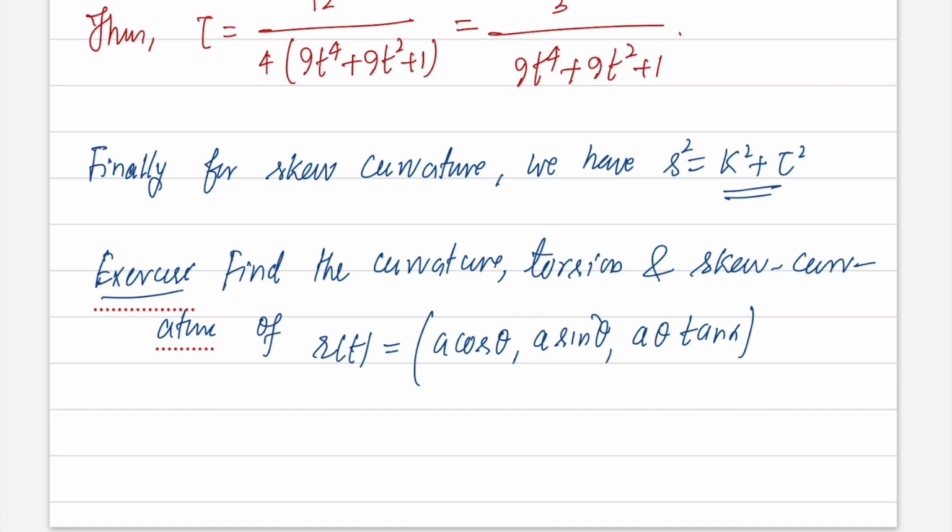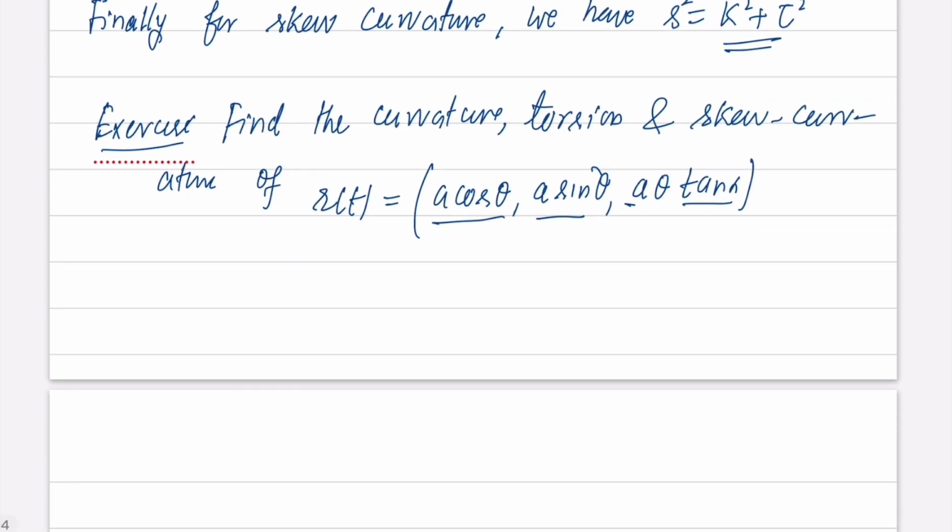In fact this is also a right circular helix, because the first two coordinates represent a circle and the third coordinate is a tan alpha into theta, where a tan alpha is a constant and theta is a variable here. So this is also a right circular helix. In other words, we are asked to find the curvature, torsion and skew curvature for a right circular helix. Now here we employ one more definition, that is radius of curvature, and similarly radius of torsion.